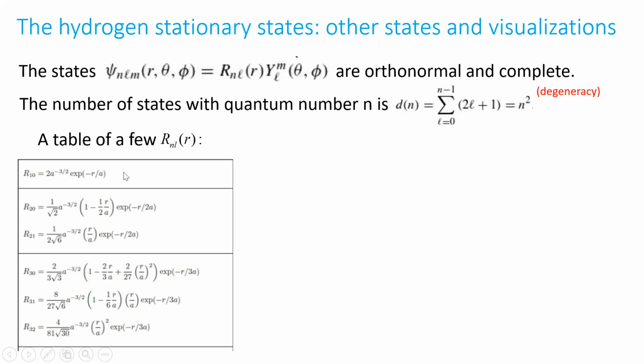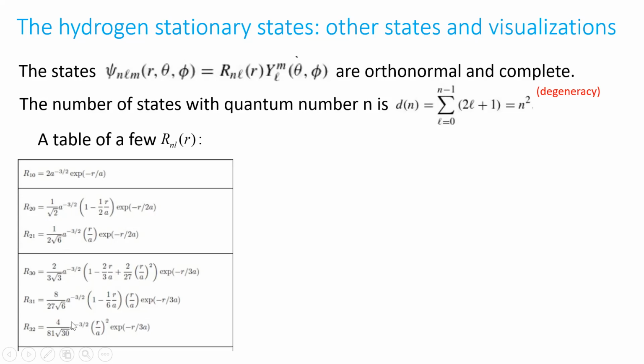Okay, so that's kind of the pattern. And then we could combine those with the appropriate spherical harmonic. So R10 would combine with Y00. R20, since L equals 0, would combine with Y00. R21 could combine with Y with L equal 1. So that could be Y1 minus 1, Y10, or Y1 plus 1. So there could be 3 different spherical harmonics which combine with R21.